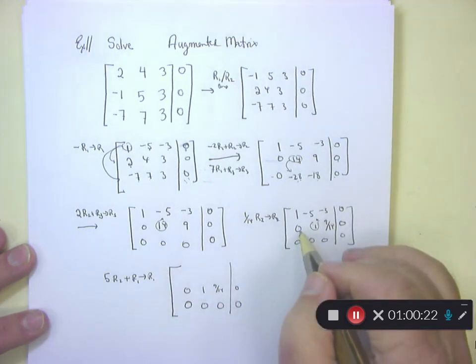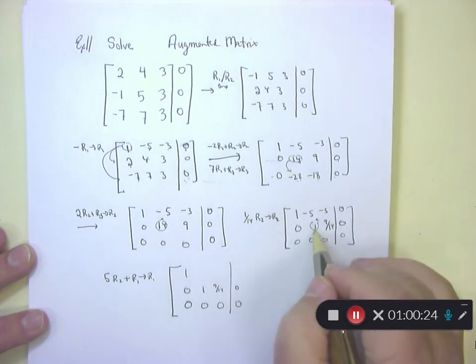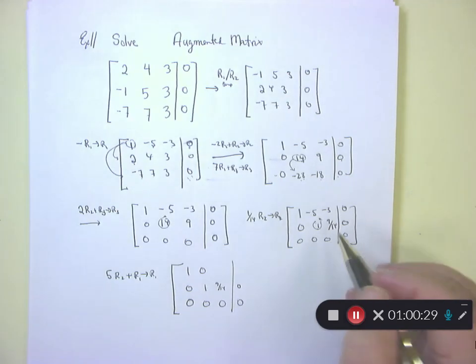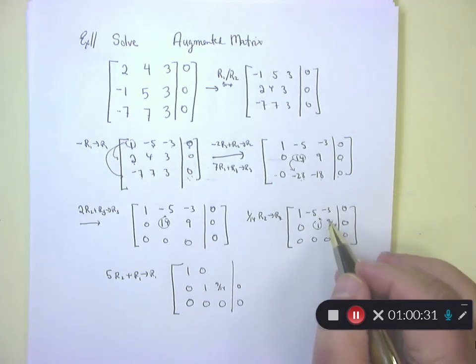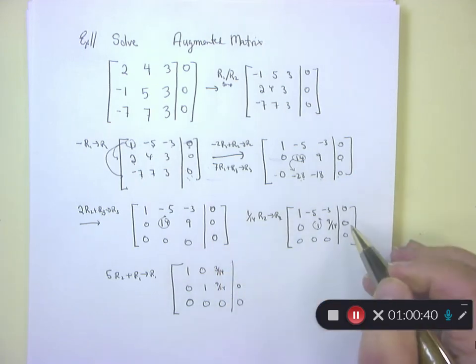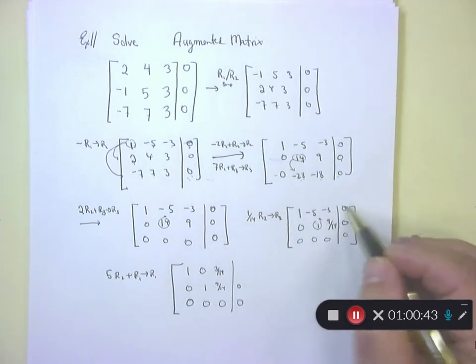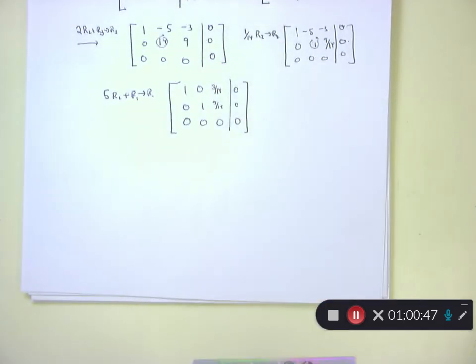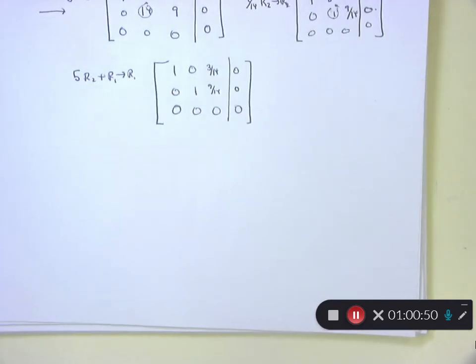So I get 0, 0, 0, augment 0, 0, 1, 9/14, 0, and here we go. 0 times 5 is 0 plus 1 is 1. 5 times 1 is 5 plus negative 5 is 0. 5 times 9/14ths is going to be what? 45/14ths plus negative 3 is going to give me 3/14ths. 5 times 0 is 0 plus 0 is 0. So this is what I get for my resultant. 1, 0, 3/14ths, 0, 0, 1, 9/14ths, 0, 0, 0, 0, 0.